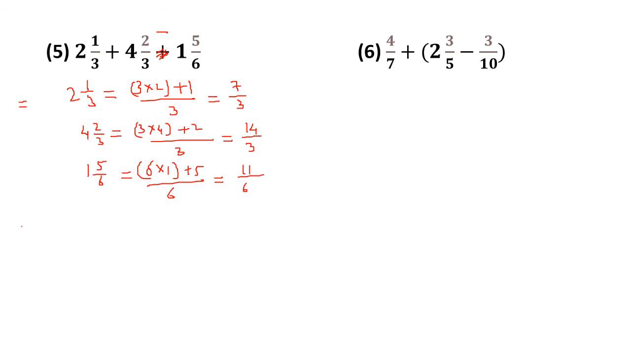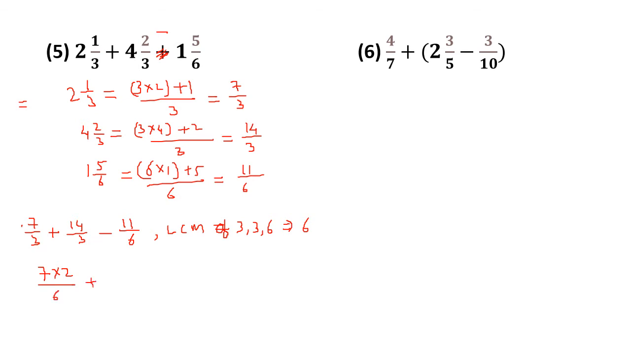So my question becomes 7 over 3 plus 14 over 3 minus 11 over 6. So next step, I have to find the LCM of the denominators. So what are the denominators? 3, 3 and 6. So LCM is very easy, 6. Okay, I should say LCM of 3, 3 and 6. So it becomes 6. So the first number, let me make its denominator 6. So I have to multiply by 2. Okay, denominator will be 6.